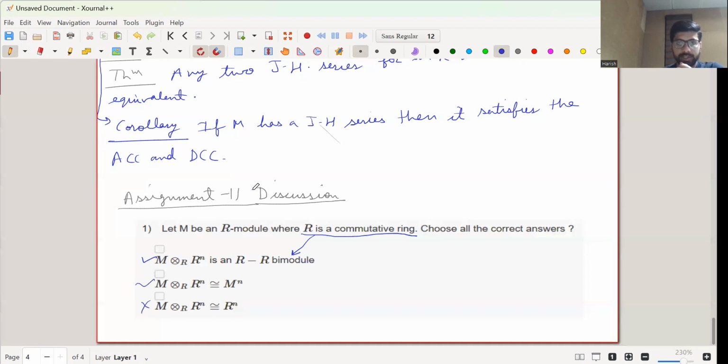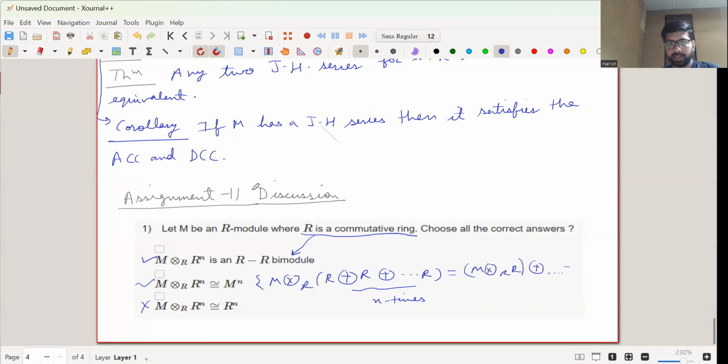This one is not correct. Why? Because M tensor R^n is just the direct sum of R n many times, so this will be just M tensor R direct sum M tensor R, n many times, right?